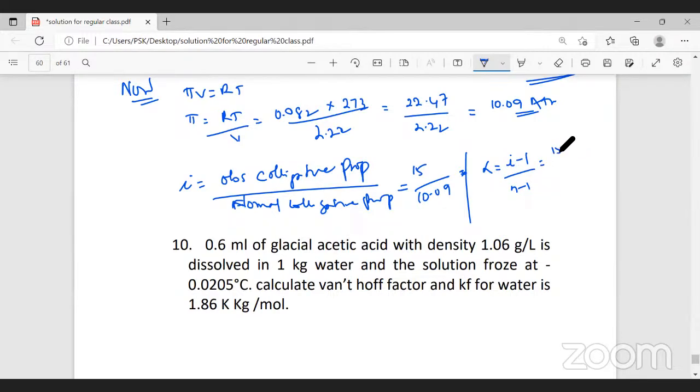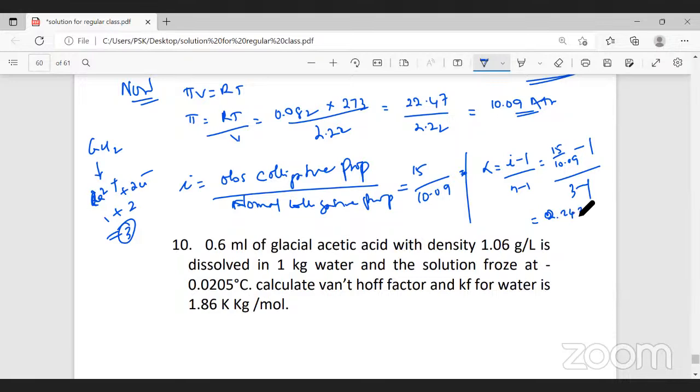i is 15 by 10.09, minus 1, divided by n. What is n? Calcium chloride gives you how many particles? It will dissociate to form Ca2+ and 2Cl-. So it will be 1 plus 2, it will be 3. So n is 3, 3 minus 1. On simplification, you will get the answer 0.2433. That is 24.33%.